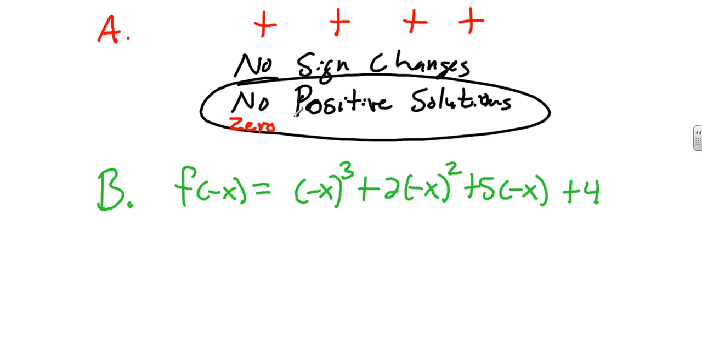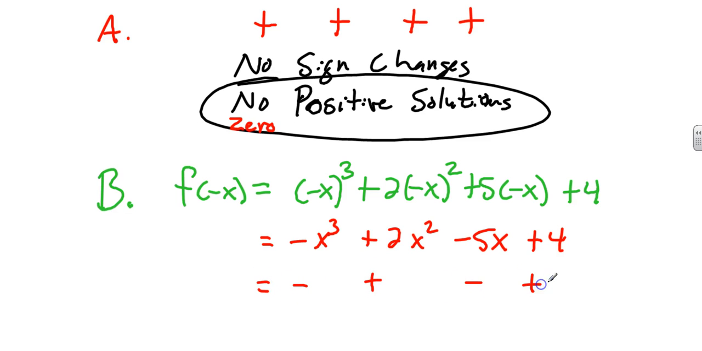Now, if you think about plugging in negatives, here's what's going to happen. If you do a negative to the third power, that's going to make that answer a negative. If you do a negative squared, that's going to make it a positive. Well, you've got a positive times a positive, so that's going to be 2x squared. Positive times negative makes that a negative 5x. And then the 4 doesn't have an x with it, so it's not going to change. So we've got negative, positive, negative, positive.